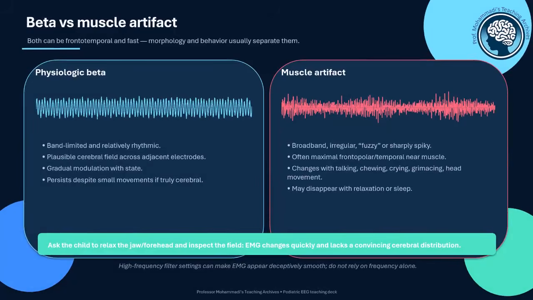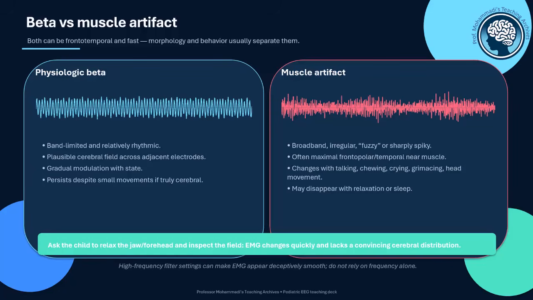Both can appear fast, and both may be prominent over frontal or temporal electrodes. Physiological beta is relatively rhythmic and band limited. It tends to distribute across adjacent electrodes in a way that supports a cerebral field, and its amplitude changes gradually with behavioral state. Muscle artifact is different.